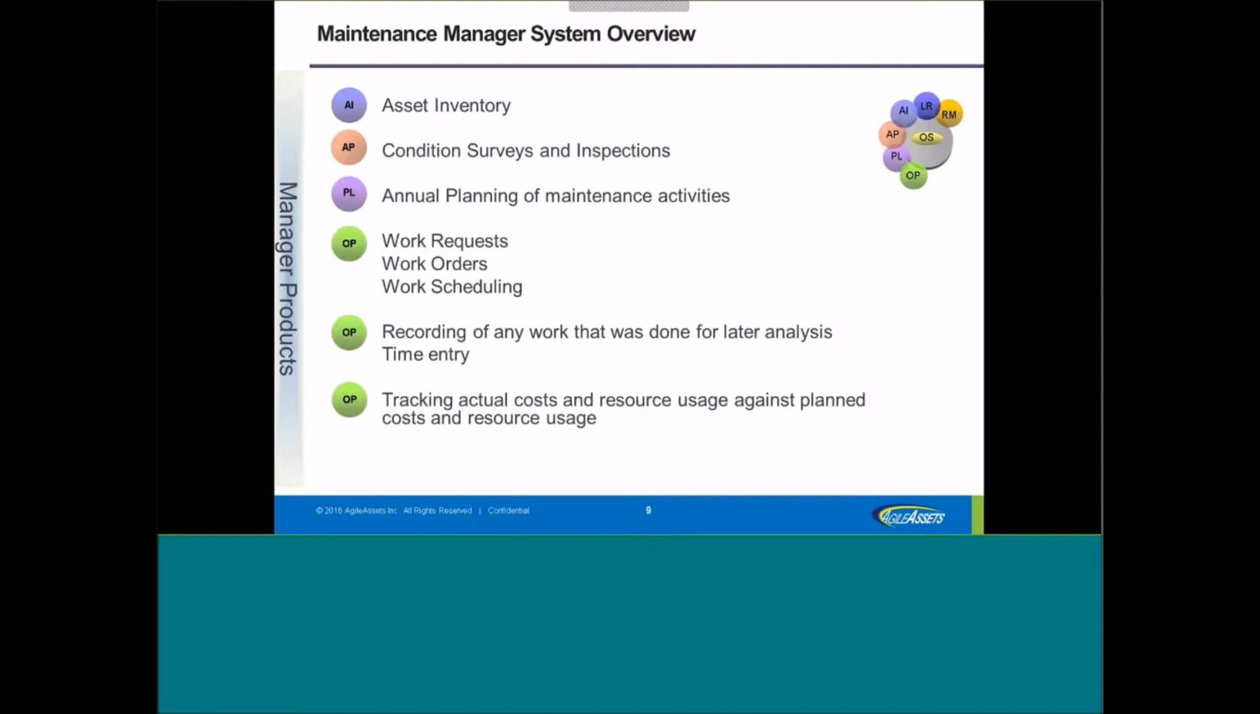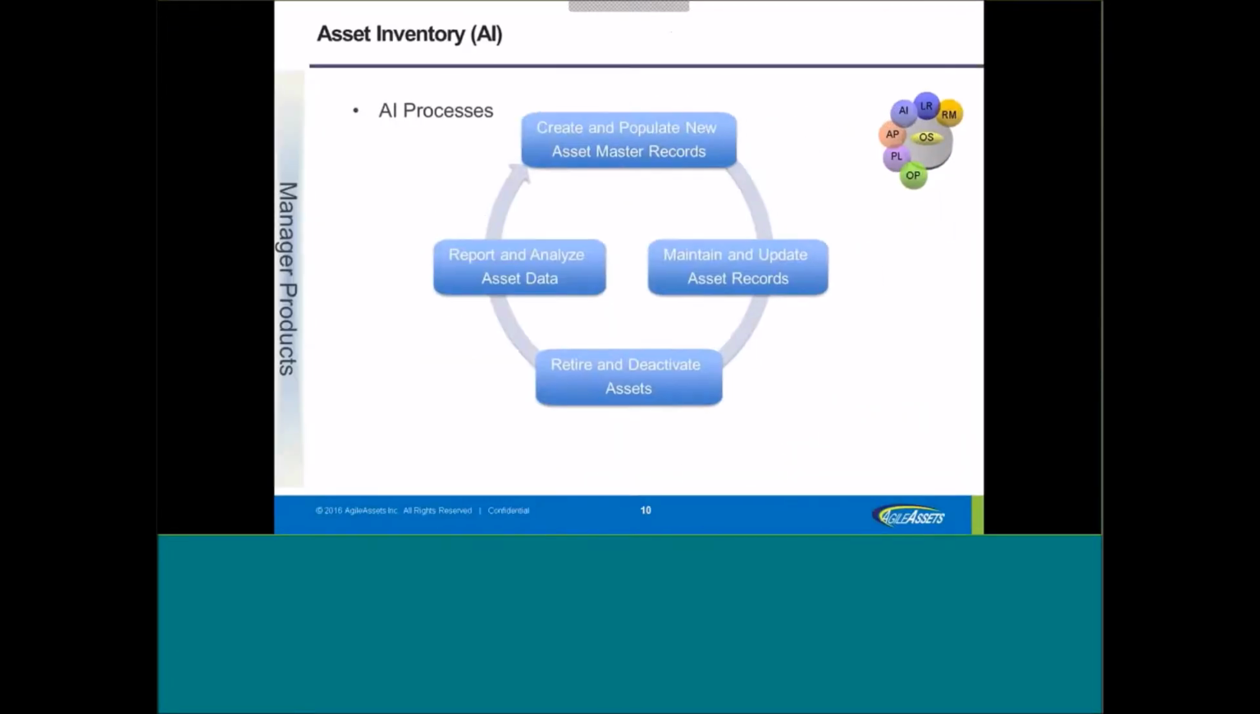So let's start out then with asset inventory. At the core of all asset management systems is: what assets do I own? What assets am I responsible for? And that's what we call asset inventory. The basic process for asset inventory that we think about is, first, we need to create those new asset master records in the system.